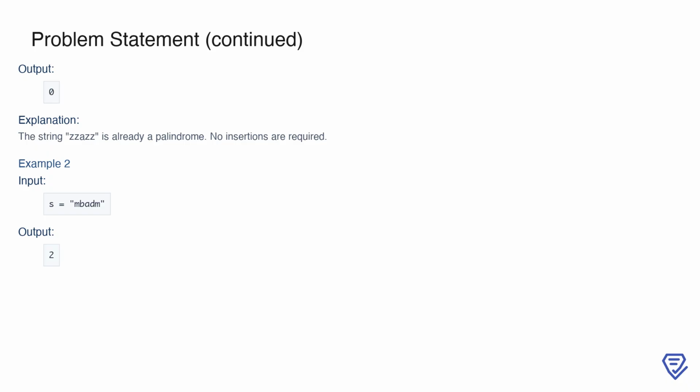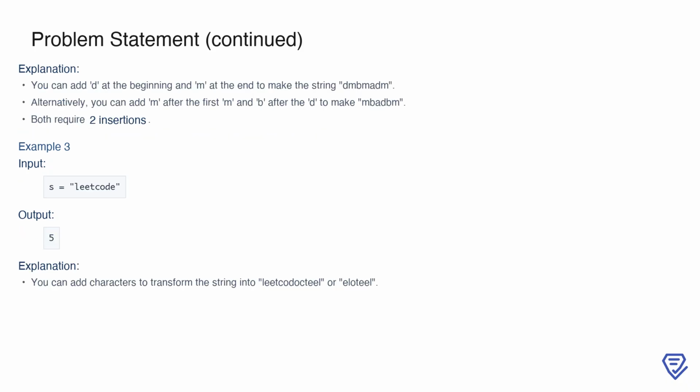Now, consider the second example where the input is Madam. The output here is 2. This is because we can make the string a palindrome by inserting 2 characters. For example, we could add D at the beginning and M at the end, resulting in Dmamadam, which is a palindrome. Alternatively, for the input Madam, we could also insert M after the first M and B after the D, producing the palindrome Badm. Both approaches require exactly 2 insertions.